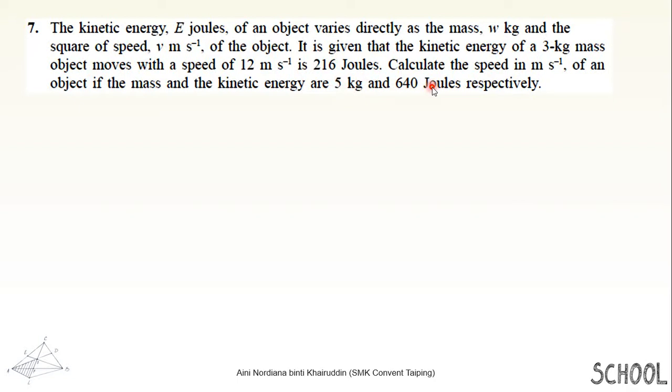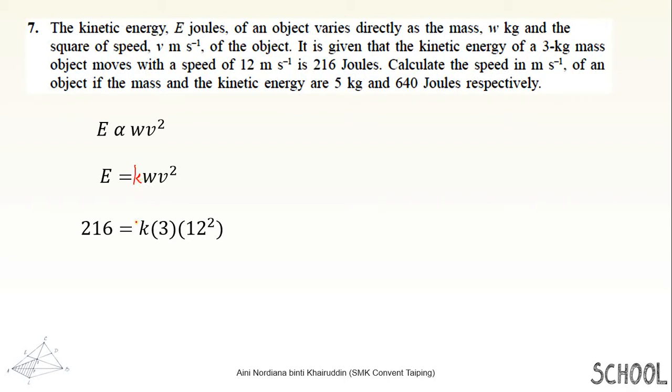W and E. So first, write in a relation form, E varies directly as W and the square of speed, so V squared. Then write in the equation form, substitute the value of E. Oh, I forgot to write the K here. So substitute the value of E, W, and K. So here is actually K. Let me add it for you. So this is actually K.